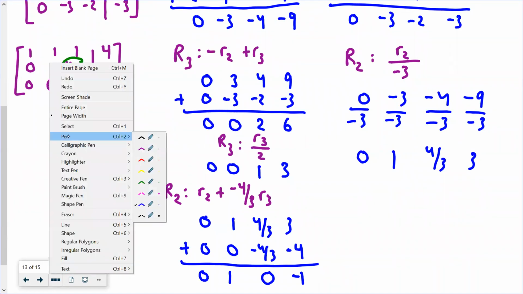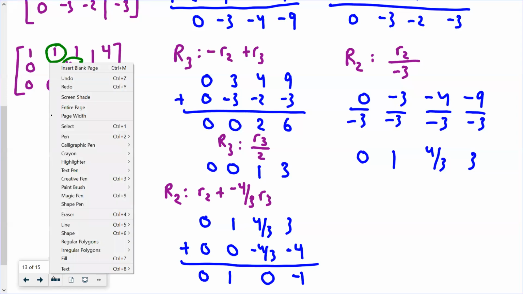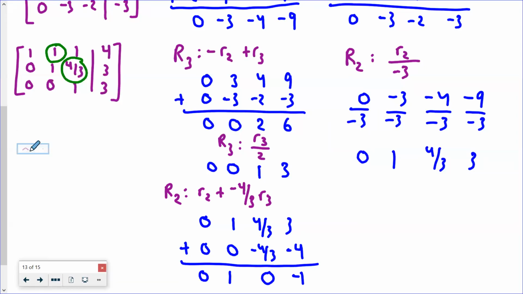Now, to kind of save some space here, I'm also going to focus my effort on that one next, okay? However, I can't use row 3 to get rid of it. I'd have to use row 2. Well, we just changed row 2, so let's actually take the time to rewrite this first, okay? So my first row is now 1, 1, 1, 4. My new row 2 is 0, 1, 0, -1. And then the row 3 is still 0, 0, 1, 3.